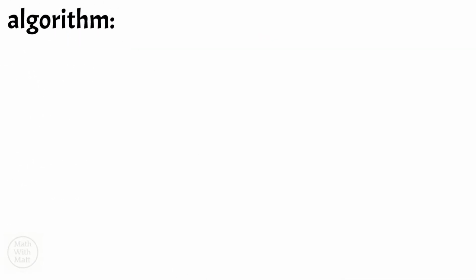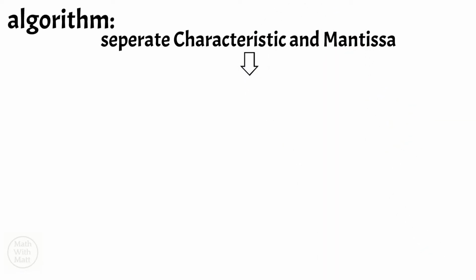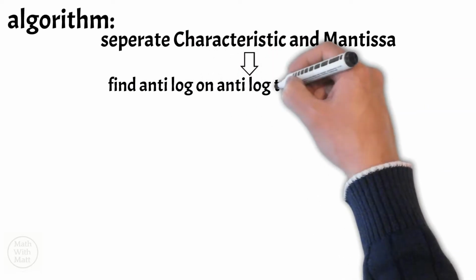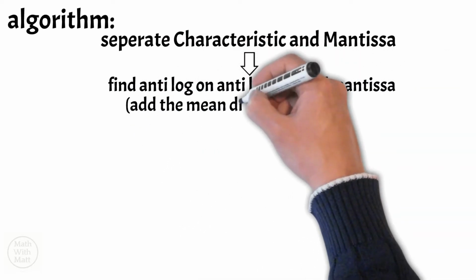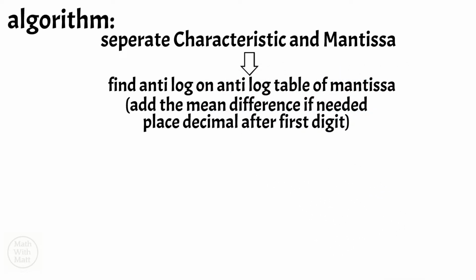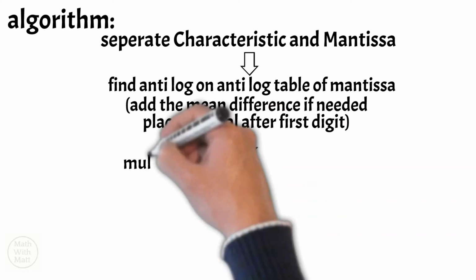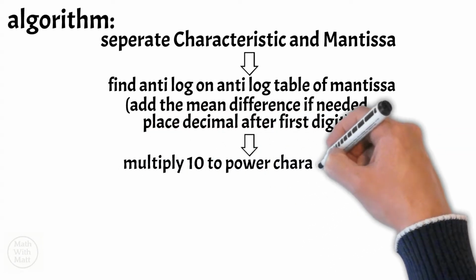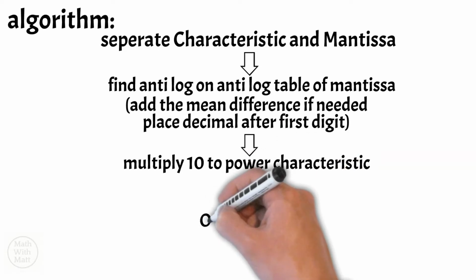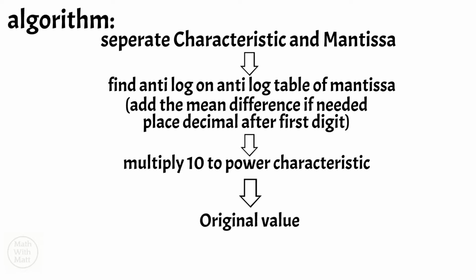So let's now go over the algorithm of antilog. First, we need to separate the characteristic and mantissa. Remember to add and subtract 1, if the number has a bar over it. Then find the antilog of mantissa, on antilog table. Add the mean difference, if needed. And please, for the love of God, do not forget to place decimal after the first digit. Then, whatever we get from antilog of mantissa, we multiply it with 10 to power characteristic, to get the original value, which was the number before we applied log to it.